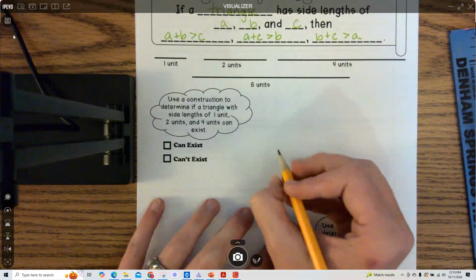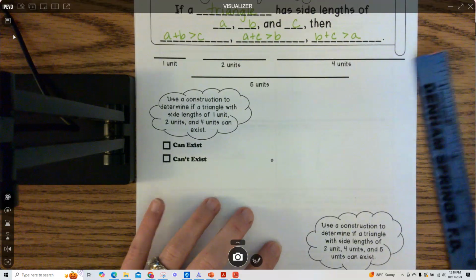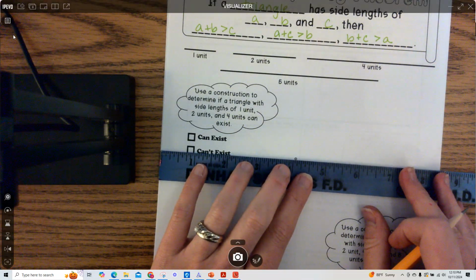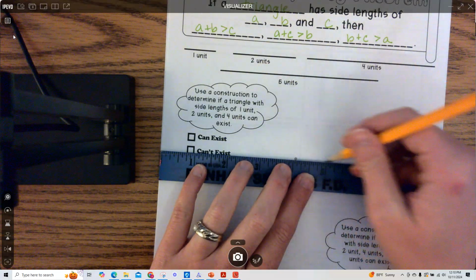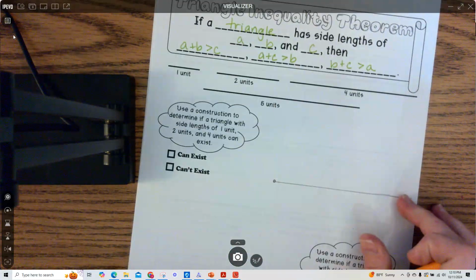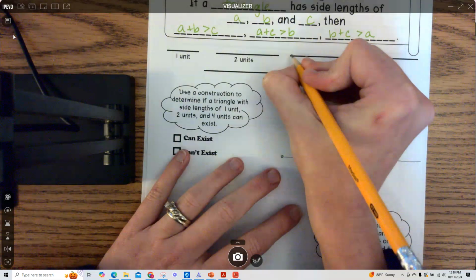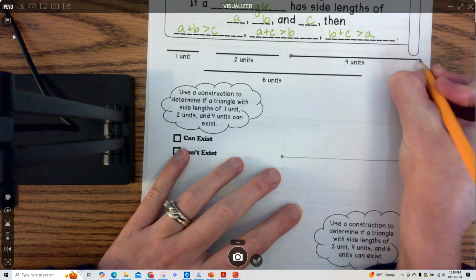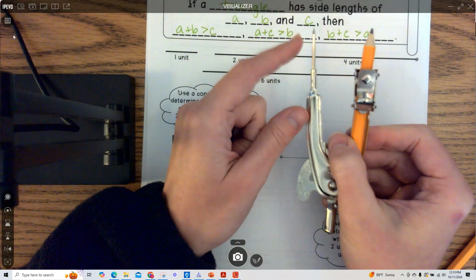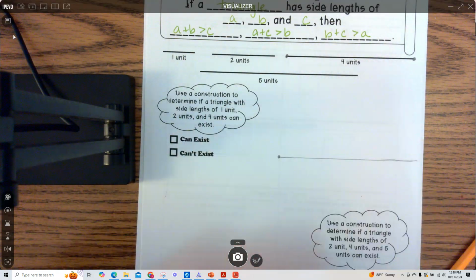So on your page, put yourself a dot, and then draw yourself a nice long line. Make sure it's long enough. And then we're going to copy that 4 unit line. If you need to put endpoints so you know where to line things up, go for it. But you're going to put the point on one end of the line and the pencil on the other end of the line.